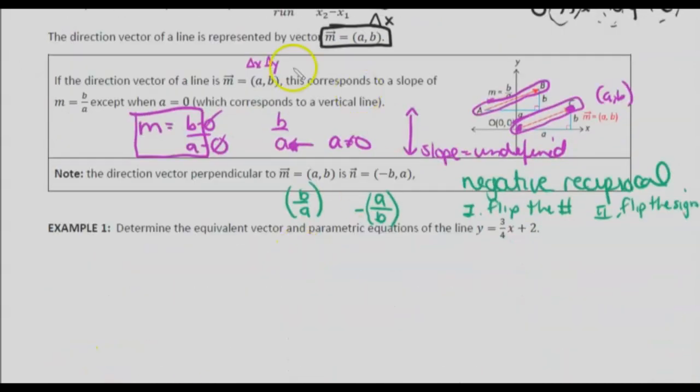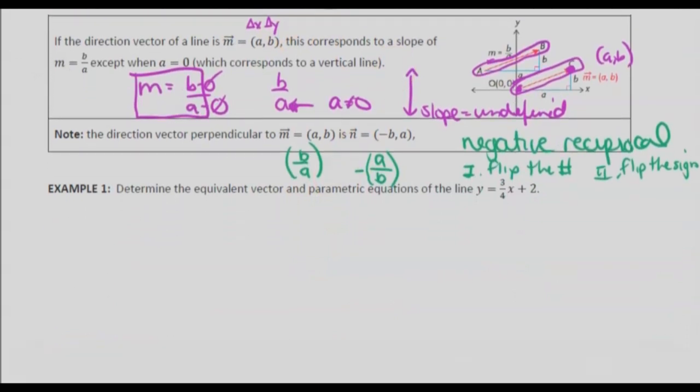Okay, I'll leave this up here. So, example 1, determine the equivalent vector and parametric equations to this line.